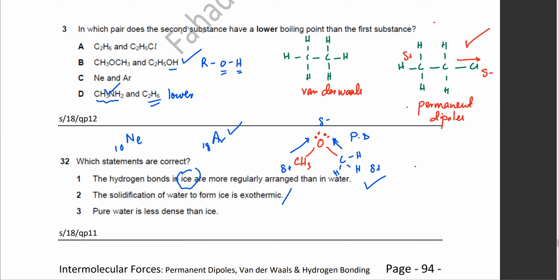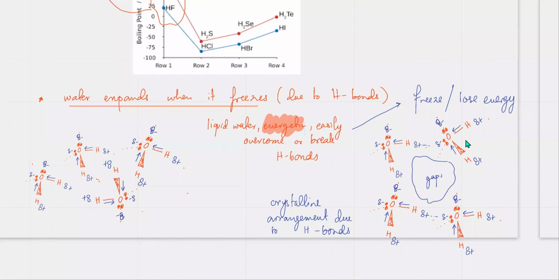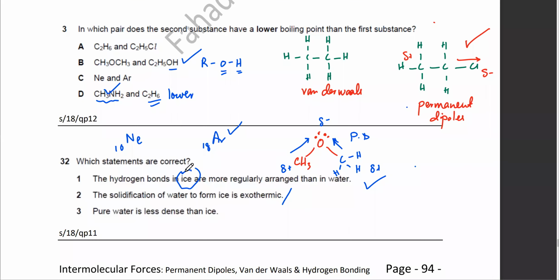And why is it exothermic? Because when you freeze, bonds are being formed. Previously, the hydrogen bonds were not formed because the molecules were energetic. They were easily broken. But when something freezes, bond formation happens. Bonds are formed between the molecules, so it is exothermic.